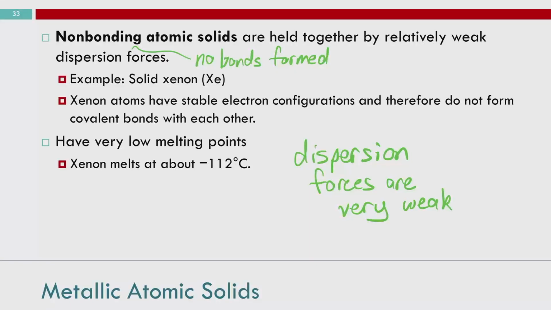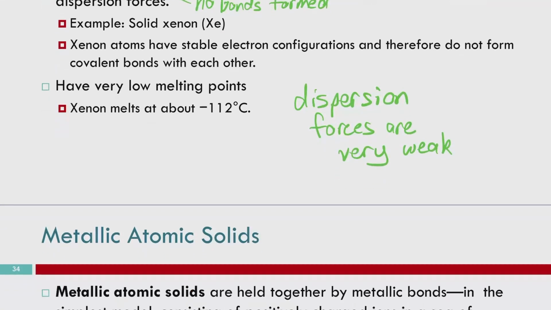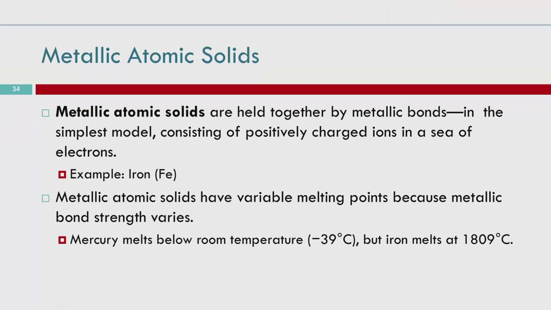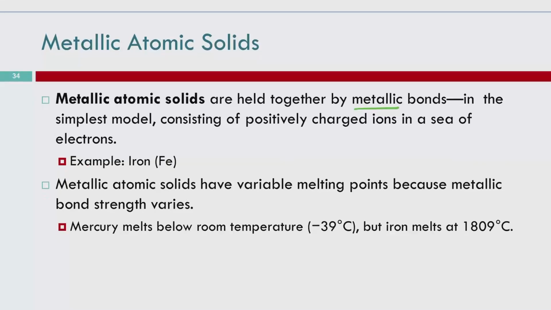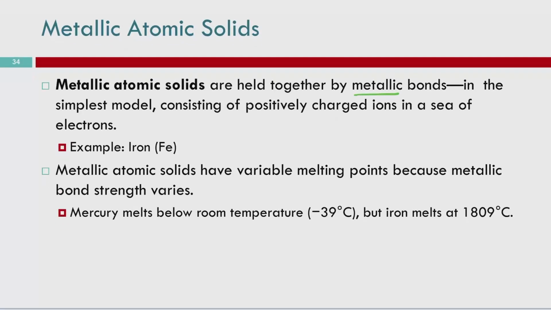Weak intermolecular forces means low melting and boiling points. And then our last group of atomic solids is our metallic atomic solids. These are held together by metallic bonds, and metallic bonds are the bonds that what sort of things have? Any guesses? What kind of elements? Yeah, you're right. It's metals. So metals can form metallic bonds.